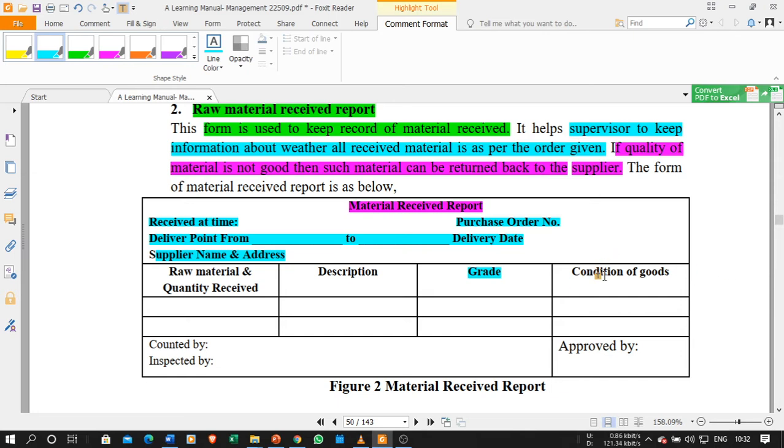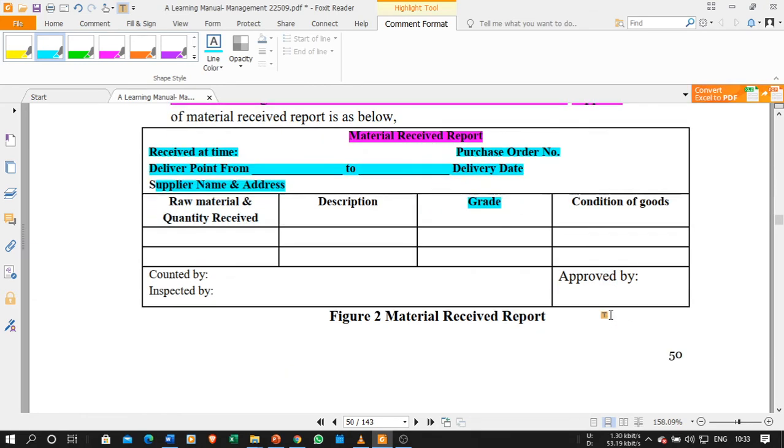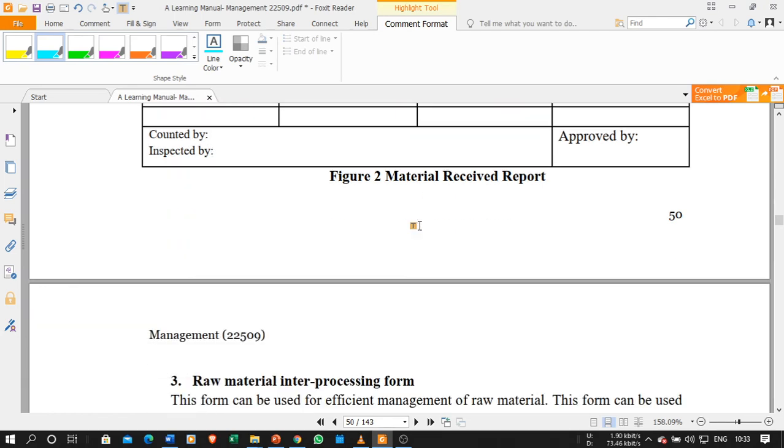So what is the condition of the good that you are going to just, because sometimes what happen during the transportation, some material may get damaged also, so you need to mention over the condition of the good over here. Counted by, inspected by, and approved by. So these are the things which are given in the material received report.